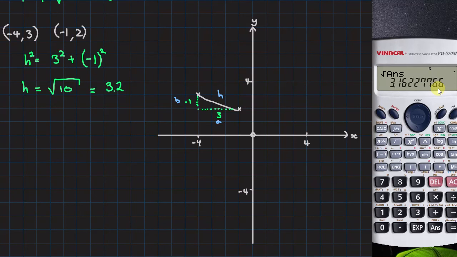So that's one example. Let's do another example going across corners. So let's go from there to there, and I want to know that line. So we're going from -1, -3 to 2, 2.